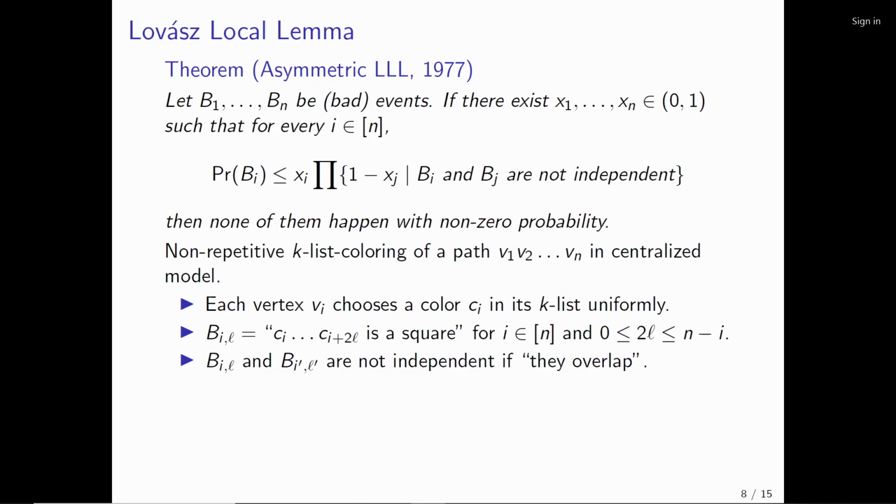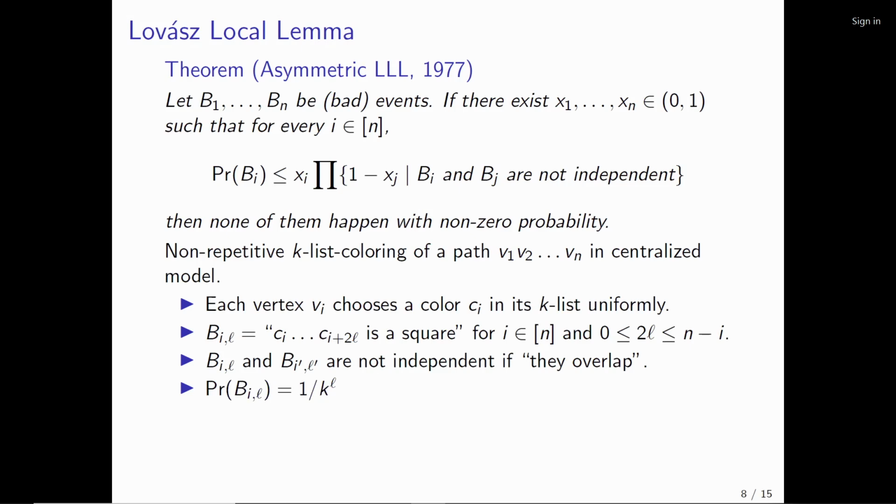We can easily see that these are not independent if these indices overlap, right? You sort of have this interval in your word, and if the intervals covered by two different bad events overlap, then there is some dependency between them, right? If they are on a completely disjoint set of indices, then they are independent, right?